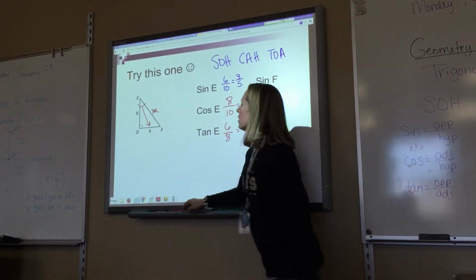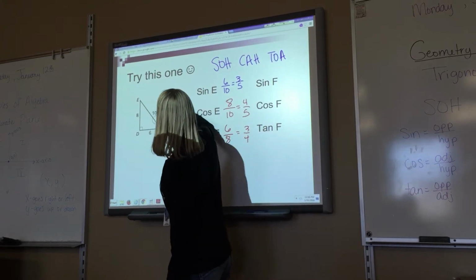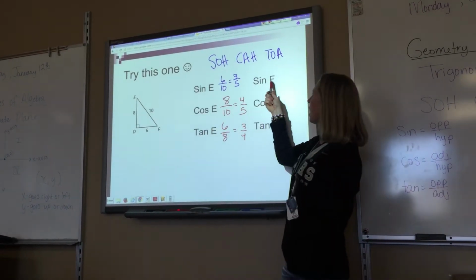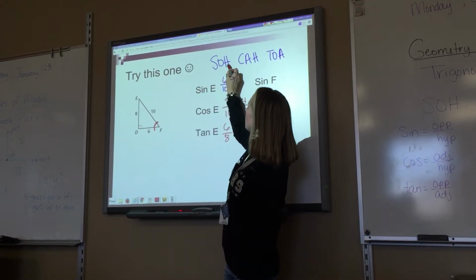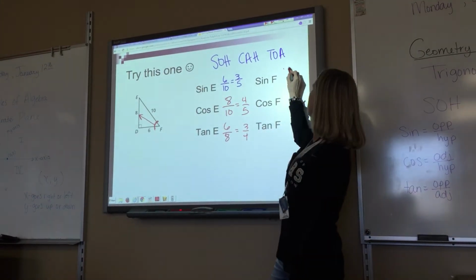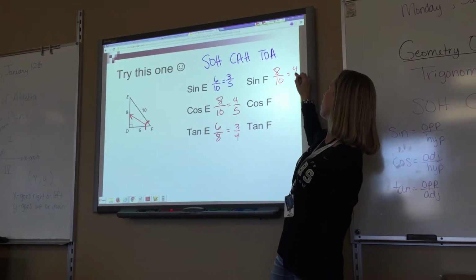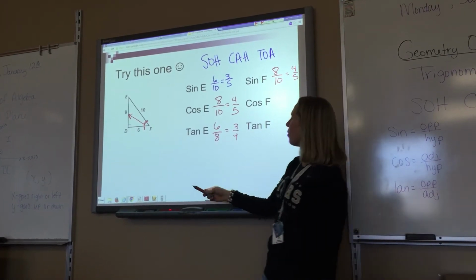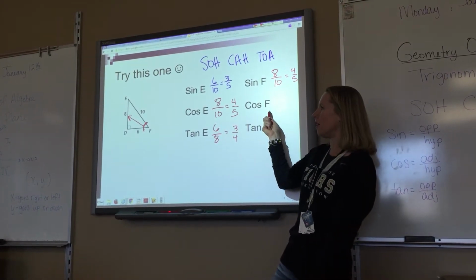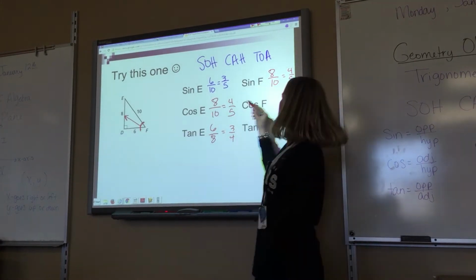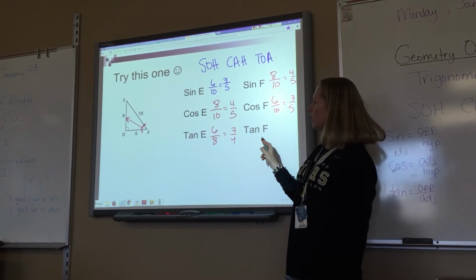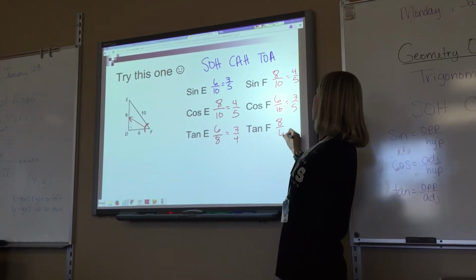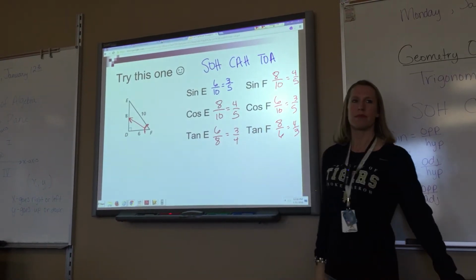So what if I'm asked to do the letter F? If I look at the letter F, sine of F, what is the opposite? 8 over 10. That reduces to 4 over 5. Okay, what's the adjacent side to F? 6 over 10. 3 over 5. And then tangent? 8 over 6. 4 over 3.